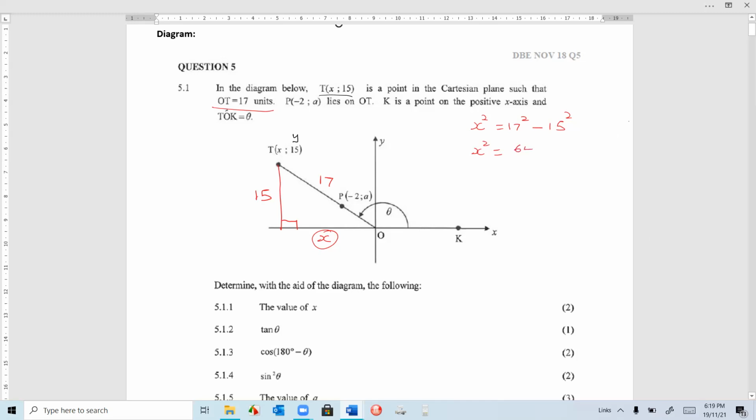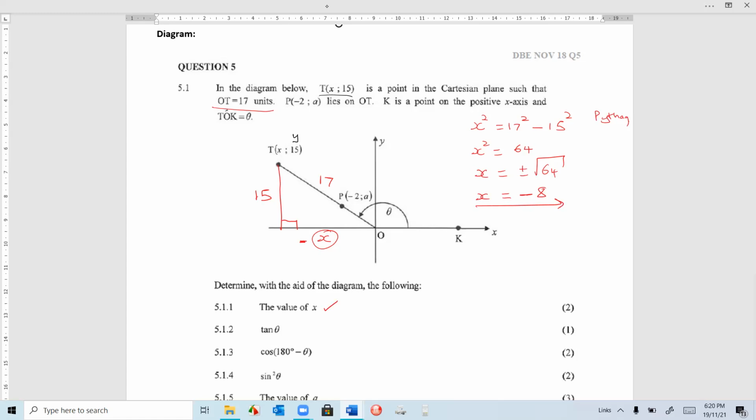So we don't have to show any working. You can write a reason if you want, Pythagoras. And then we find the square root. But remember, whenever you find the square root, it's going to be plus or minus the square root of 64. Now we have to make a decision. Are we going to choose a plus or a minus? Because x is on the negative side of the x-axis, we are going to choose x to be minus 8. So that's how we find the value of x. So that's the first question.